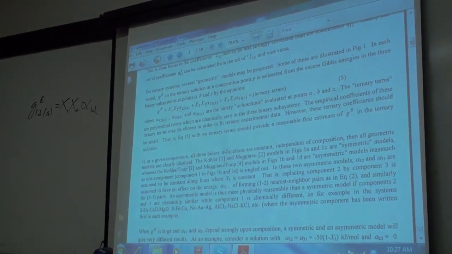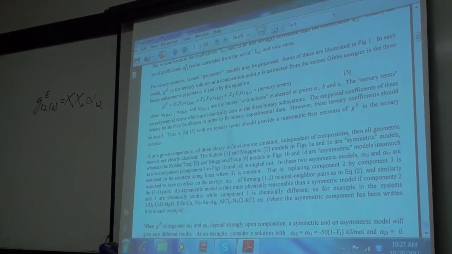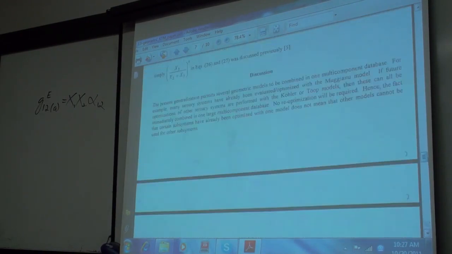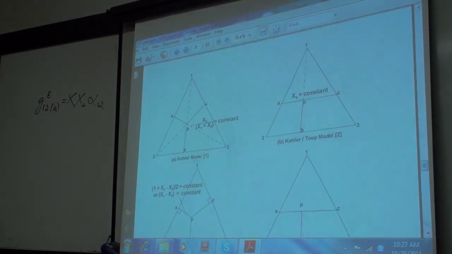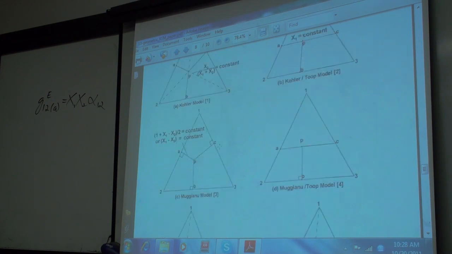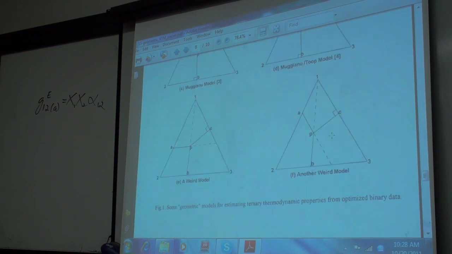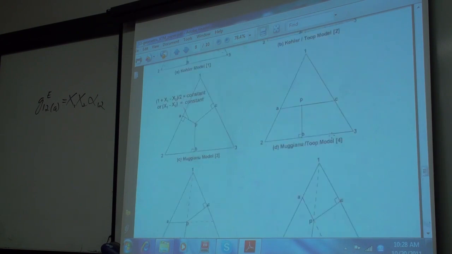The only difference between the various methods is where we decide to put the points A, B, and C in the binary systems. So if you put A, B, and C at the ends of lines like that, then that's called the Kohler model, so the gxs here is based entirely upon the values of this point and this point. This is the Kohler tube model, this is the Muggianu model, dropping perpendiculars. That's the Muggianu tube model. These are two weird models, and there are actually 64 possible models.